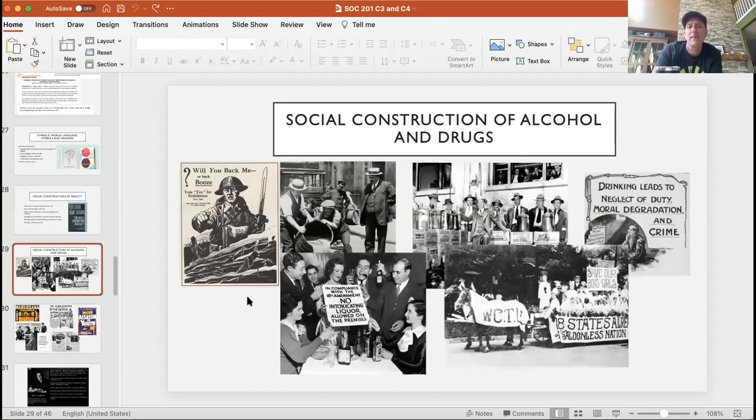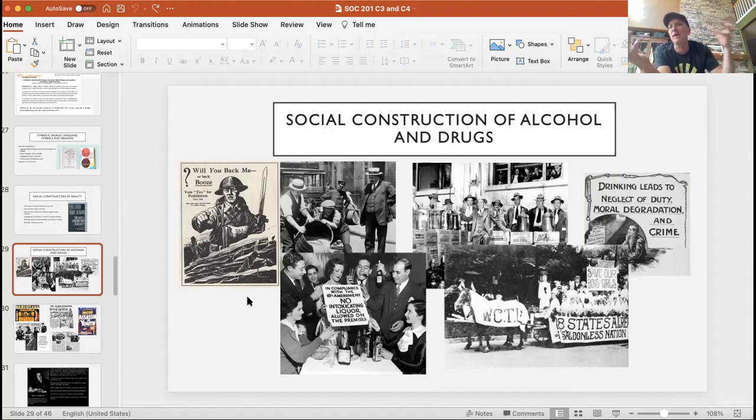So, different examples of that. The social construction of alcohol and drugs. I mean, alcohol, going back to the time of Benjamin Franklin, was seen as a good creature of God. Beer was in part viewed that way because drinking alcohol was probably much safer than drinking water in cities at that time period.